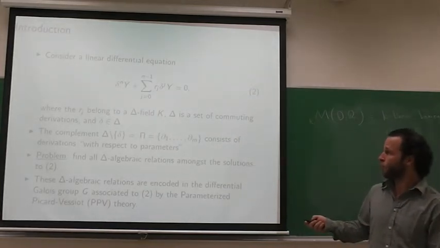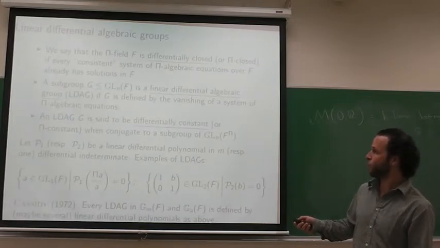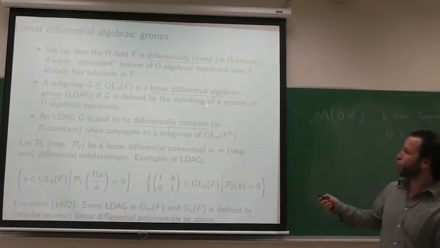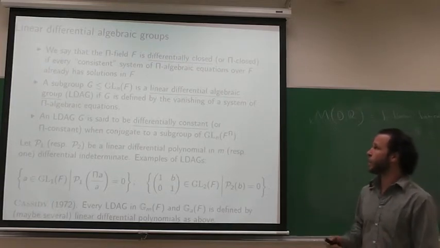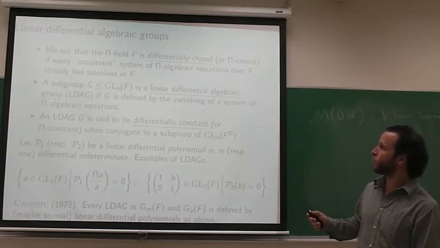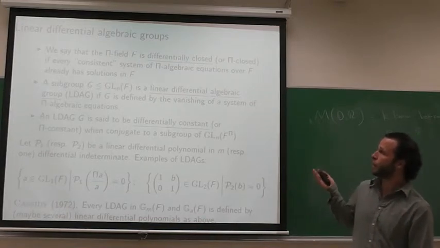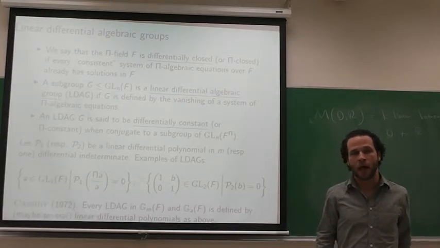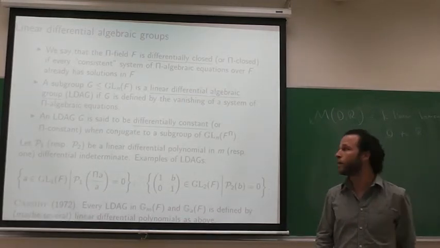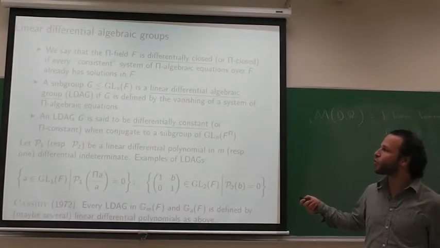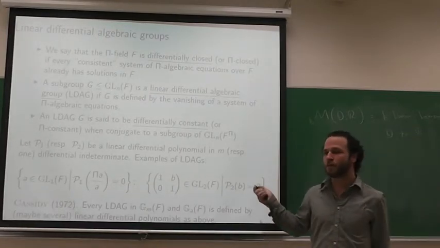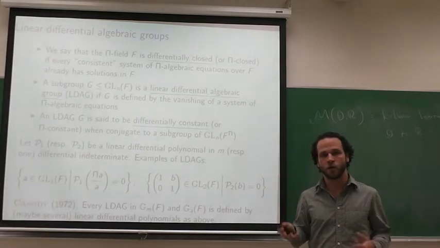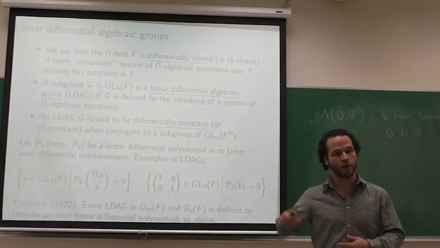So now I'm going to give a slightly technical definition of what's a linear differential algebraic group. For technical reasons, I'm going to make this assumption on F. I don't want to discuss this for too long, but if you haven't seen this definition before, being differentially closed is the differential analog of being algebraically closed. So what it means is that if you have any consistent or reasonable system of pi algebraic differential equations with coefficients in F, then you can solve them in F already. You don't need to take big extensions.